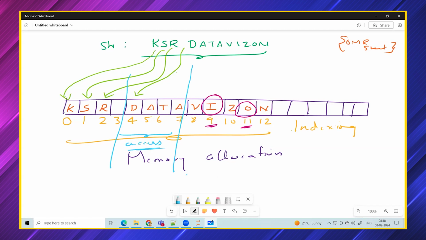Of course, when I was able to access a character, I'll simply go and give the index. It's working fine. That's really good. But now the real challenge comes in the entire KSR data vision. I want to access the word data. In that entire KSR data vision, I want to access data.